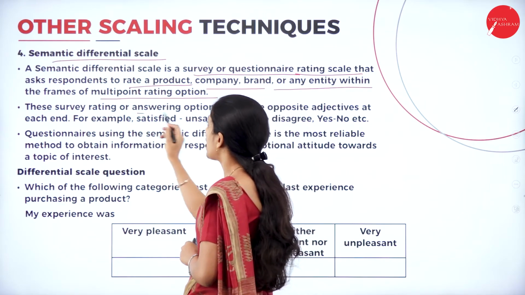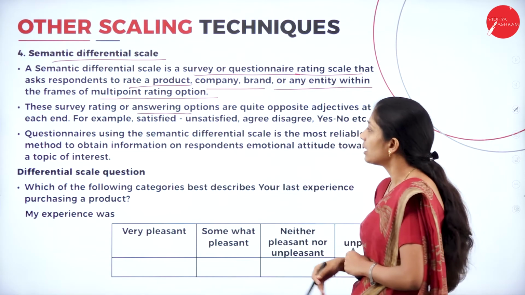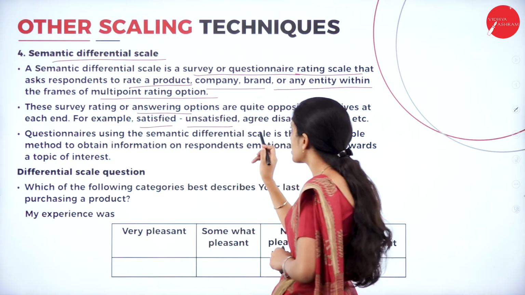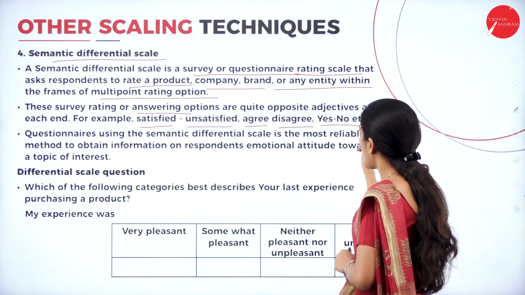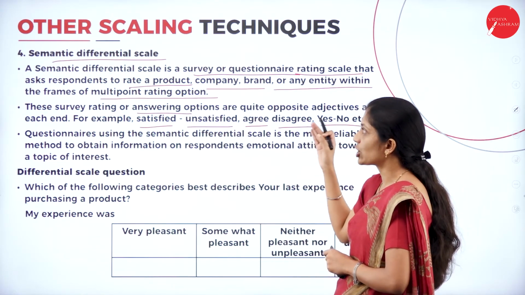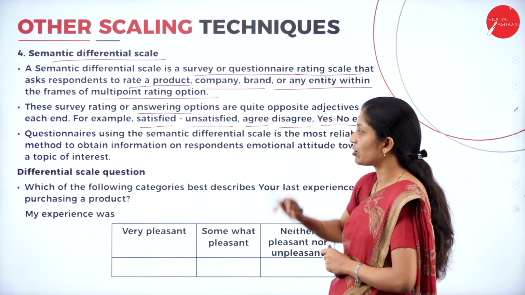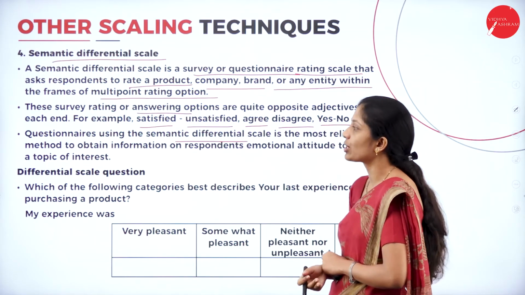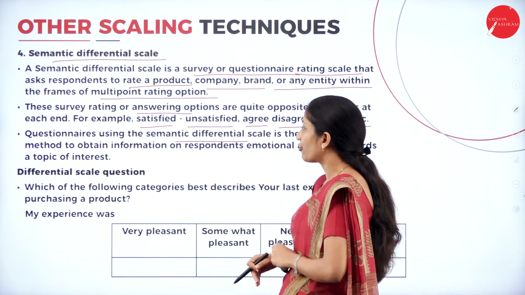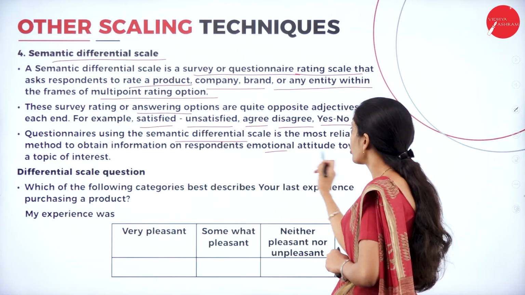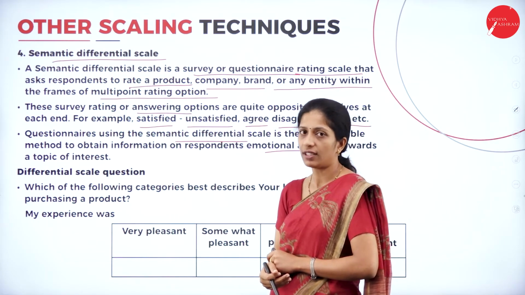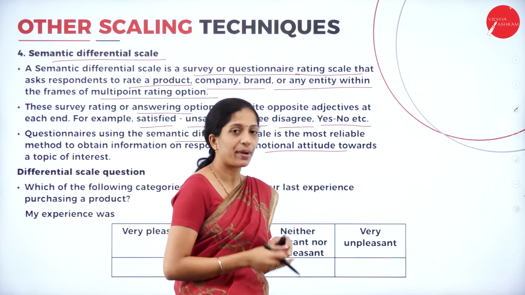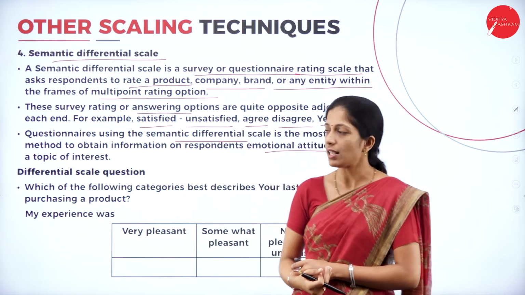These survey rating or answer options have quite opposite adjectives at each end. For example, satisfied, unsatisfied, agree, disagree, yes, no, etc. So such a type is known as what? Semantic differential scale. Questionnaires using the semantic differential scale are the most reliable method to obtain information on respondents' emotional attitude towards a topic of interest. So in order to check their emotional attitude about a particular topic, this semantic differential method is applied.